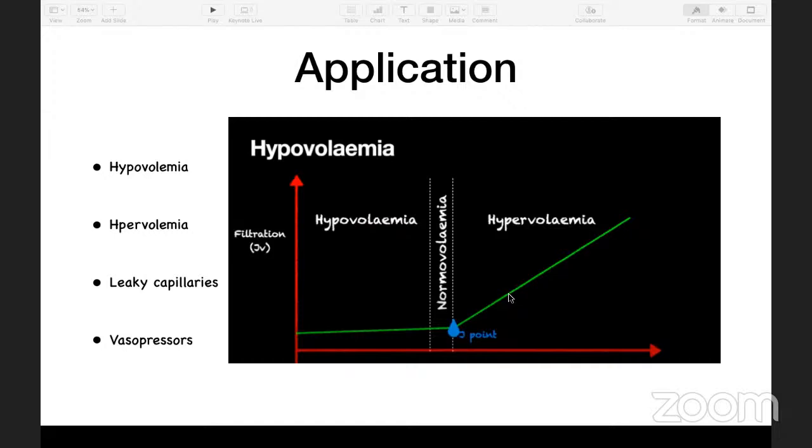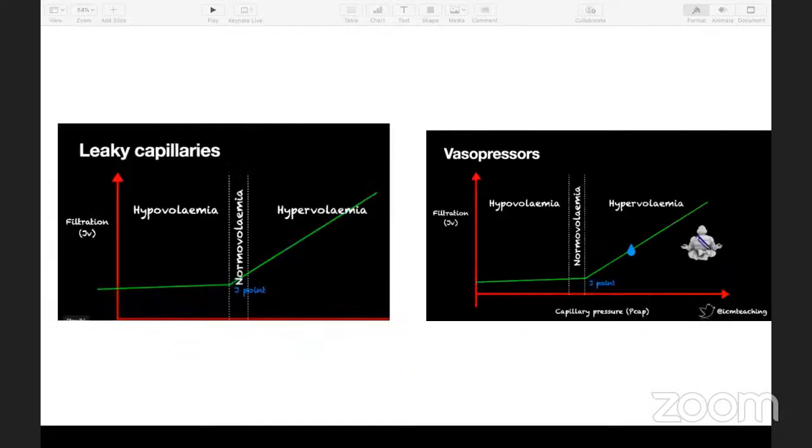So in hypovolemia, when you continue giving the patient fluid, you're going to actually cause edema. That's what I would say for a simple understanding. Leaky capillaries, like in sepsis and in other inflammatory conditions. So what happens in sepsis? The endothelial glycocalyx is destroyed, the endothelium becomes leaky.